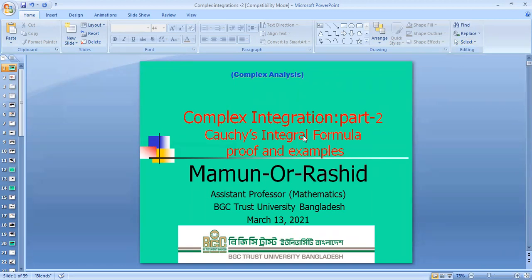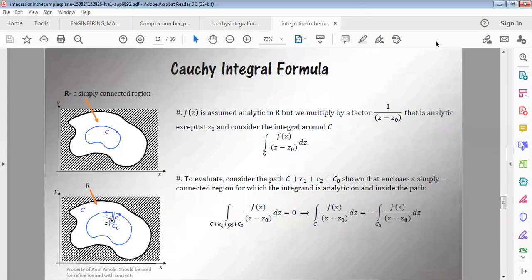Okay, today we'll discuss complex integration part 2, especially Cauchy's integral formula. We'll try to prove this important formula for complex integration and solve some important examples related to Cauchy's integral formula. Actually, Cauchy's integral formula is a little bit related to Cauchy's integral theorem.